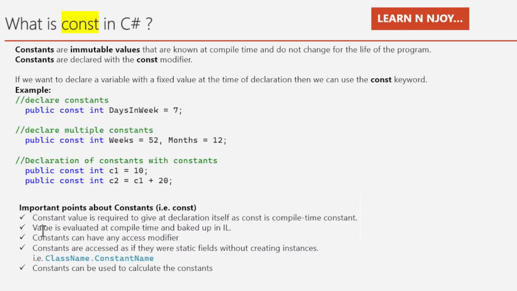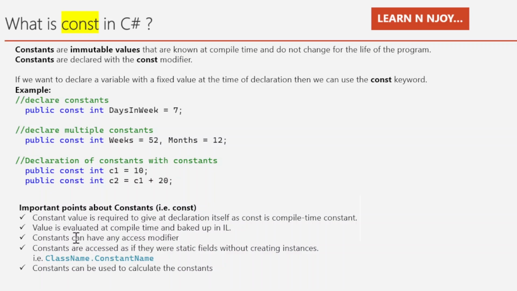Number two, value is evaluated at compile time and backed up in IL. If you see this example, daysInWeek is equal to 7, I have defined this constant over here. So during compilation, it is going to get backed up into the IL code. So throughout the program, it is not going to get changed, and that's what is written over here: value is evaluated at compile time and backed up in the IL.